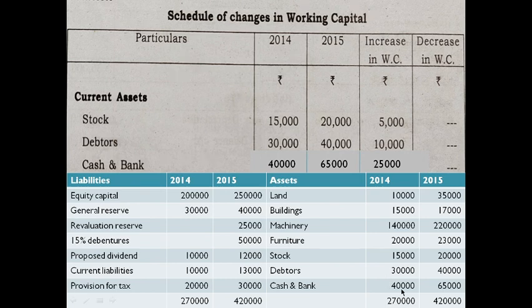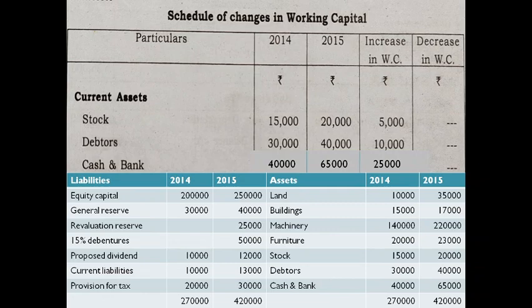In the beginning it was 40,000 and by the end it was 65,000. So again there is an increase in current asset, and the difference amount has to be shown in the increase in working capital side. So we have recorded almost all the current items in the schedule of changes in working capital.